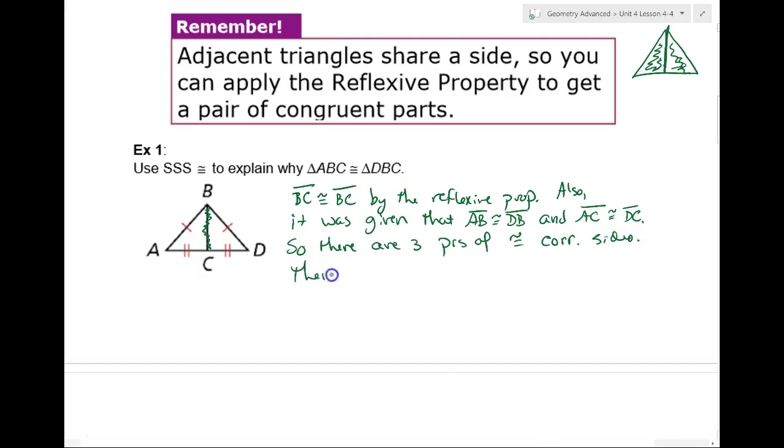So therefore I know triangle ABC is congruent to triangle DBC. Now remember, we showed how many pairs? And notice I only ever mark it on one triangle. 3 pairs of congruent sides, and it goes SSS. So therefore, the triangles are congruent by the side congruence.